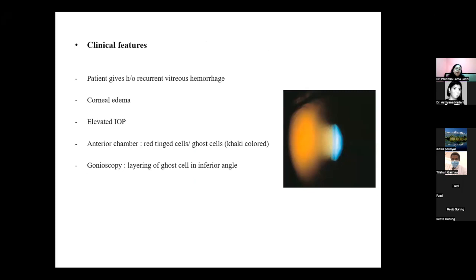Clinically, the patient gives a history of recurrent vitreous hemorrhage. There is corneal edema due to elevated intraocular pressure. In the anterior chamber, we can see red-tinged cells or ghost cells. These are khaki-colored cells. And in gonioscopy, we will see the ghost cells mostly in the inferior angle.